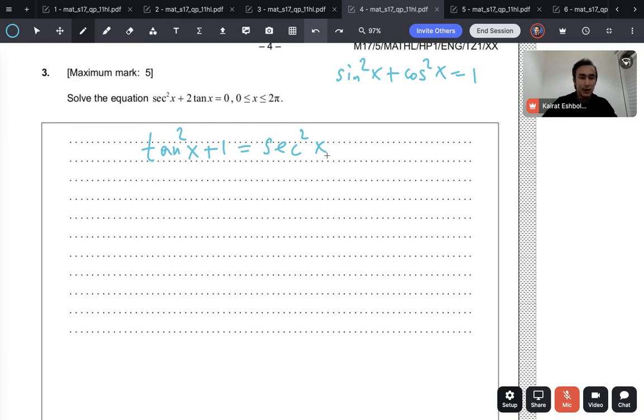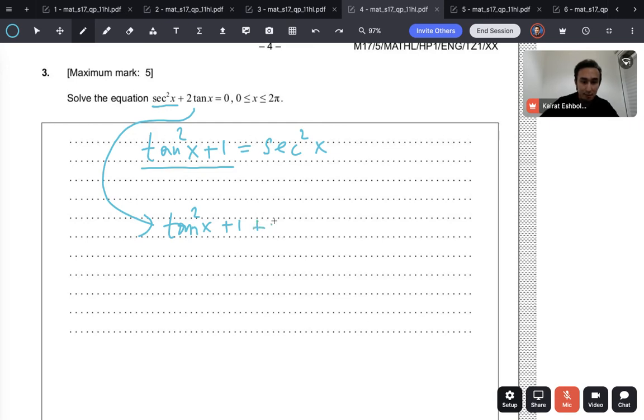Okay, so why am I mentioning this? Because now what's going to happen is this secant squared x will be replaced with tangent squared x plus 1, okay? Because that's secant squared x. So the whole equation now turns into tangent squared x plus 1, instead of secant squared x, plus 2 tan x is equal to 0.